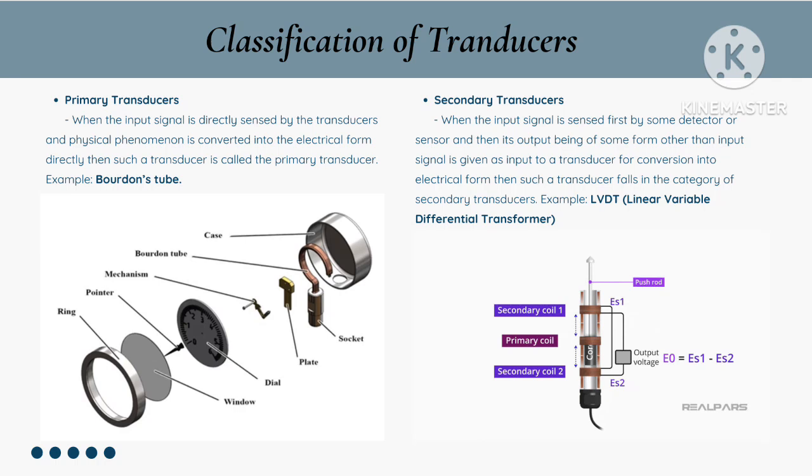So an example of it is the Bourdon tube, which you can see in the picture. It measures pressure. The Bourdon tube is a curved hollow metal tube that deforms when pressure is applied. As the pressure increases, the tube straightens out slightly, and this movement is directly proportional to the pressure being measured. So in this case, the Bourdon tube converts pressure into mechanical displacement.